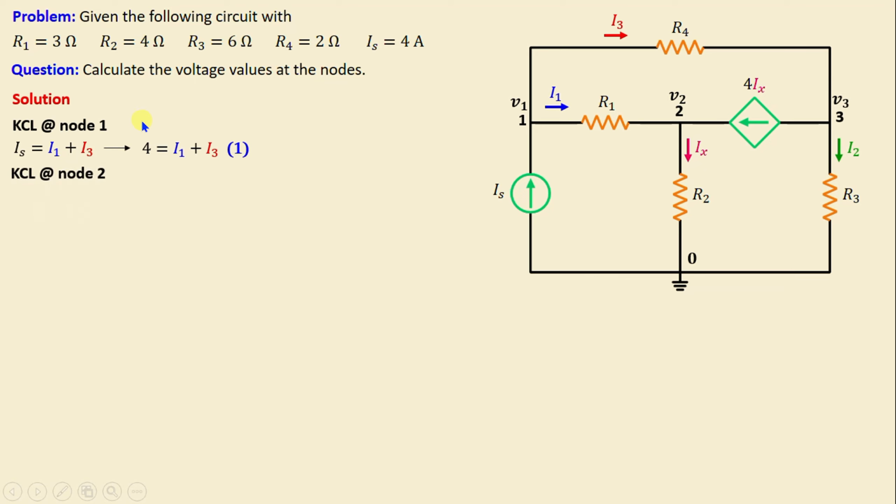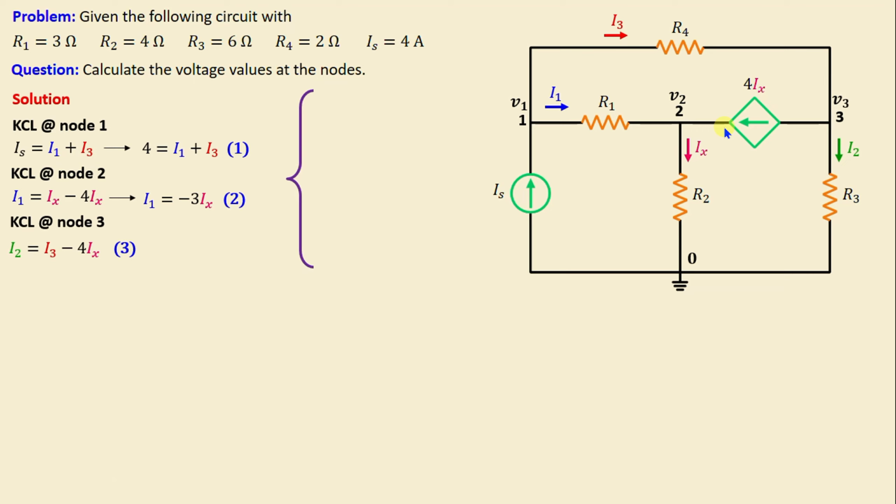Let's move on now to node 2. By applying KCL at node 2, we can write I1 is equal to Ix minus 4Ix. That means I1 is equal to negative 3Ix. Let's move on to node 3. By applying Kirchhoff's current law at node 3, we can write I2 is equal to I3 minus 4Ix.